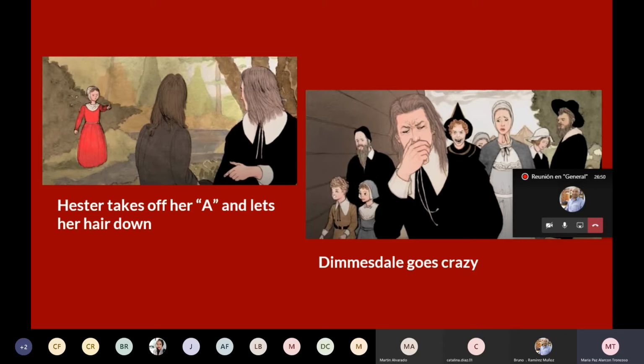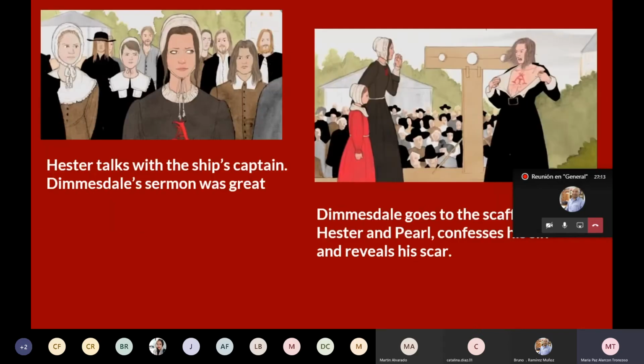And also Dimmesdale goes crazy because in the days before he and Hester leave for Europe, he can't stand the guilt that he feels, and he wants to confess in public. So he isolates himself to work on a sermon. The day before they have to leave, Hester talks to the ship's captain, and he tells her that Chillingworth is going with them, which makes Hester really worried.